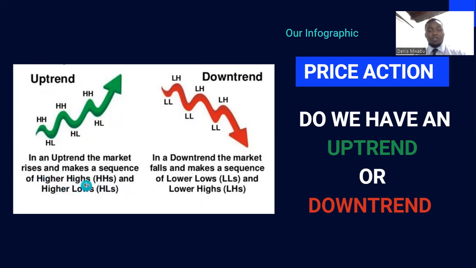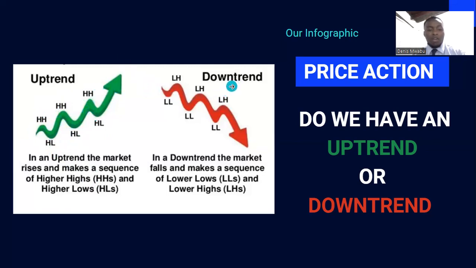I'm going to be sharing this on the graph, so if you don't understand, stick with me. This is what we talk about: higher highs and higher lows. If the price is here, you can see this is a higher high, this is a higher low, this is a higher high, this is a higher low, a higher high, and a higher low. So this means that we have a graph that is going upwards.